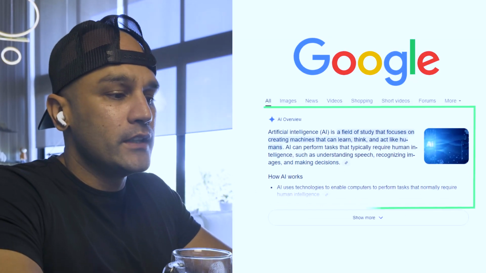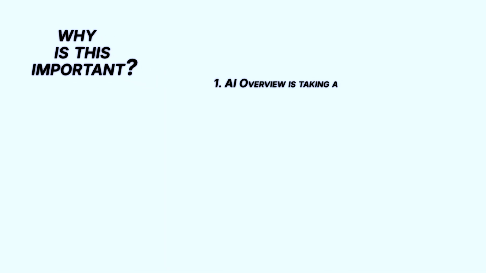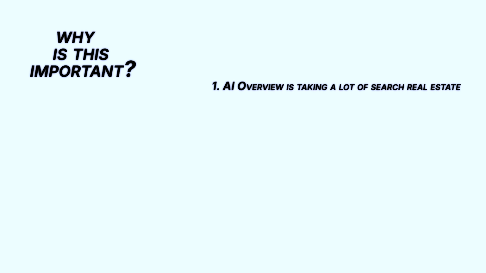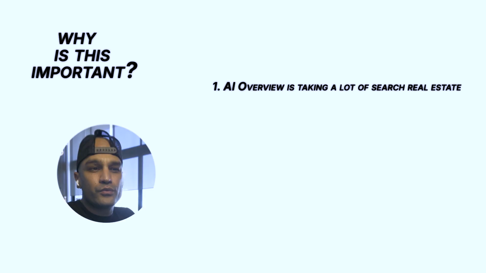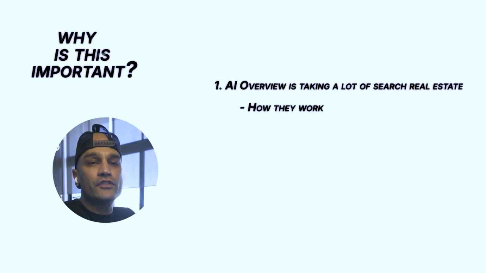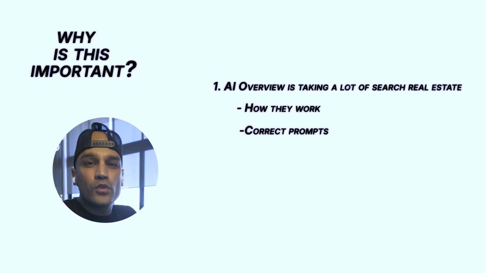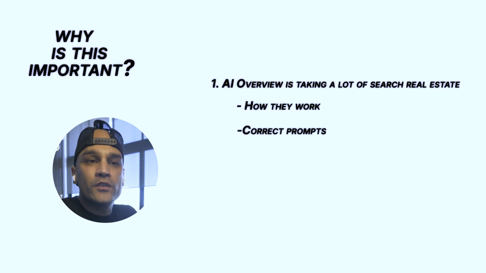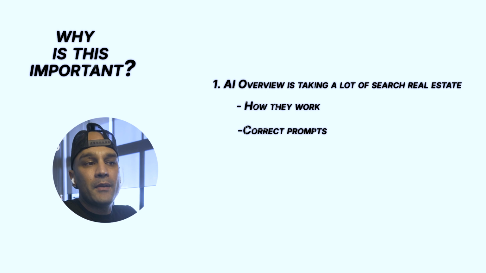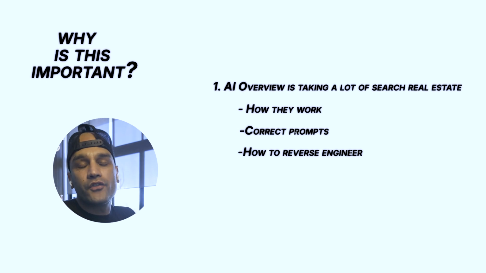Okay, today I'm going to teach you exactly how we've been able to rank about 15 clients of ours on Google's AI overview within basically the first month. Why is this important? It's important because Google's AI overview is taking over a lot of search real estate now on Google. It's really important to understand how these searches work, what prompts Google to actually use AI overview instead of traditional search results, and how to reverse engineer the results for your own business.